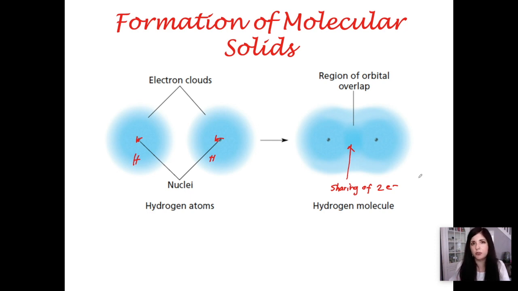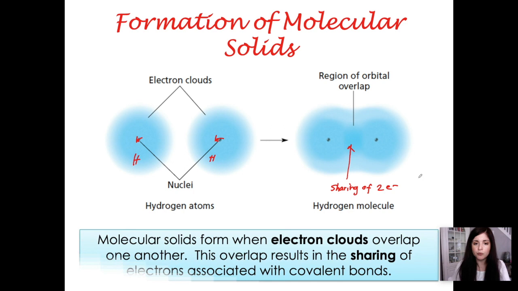So once it has those two, it becomes a stable molecule, hence why helium is stable in its elemental form. So molecular solids form when electron clouds overlap. This overlap allows for the sharing of electrons that are associated with covalent bonds. This is also true for covalent network solids.